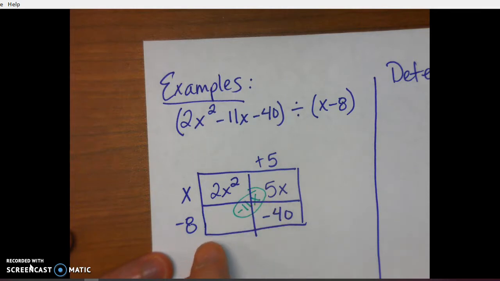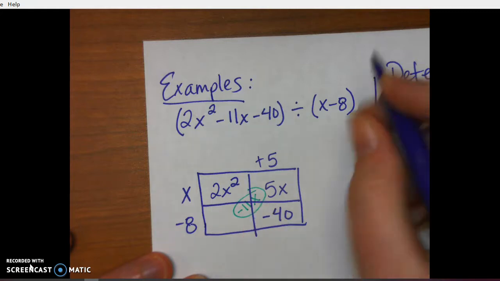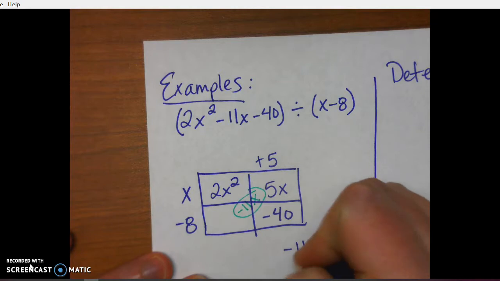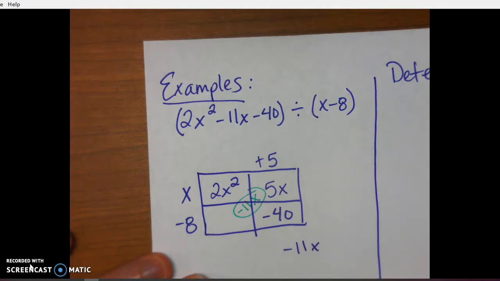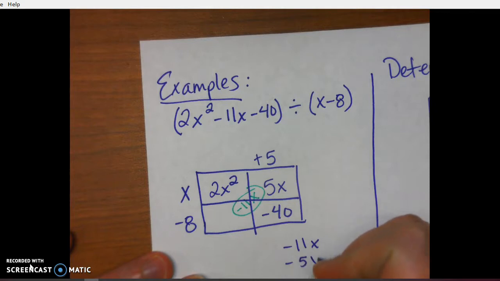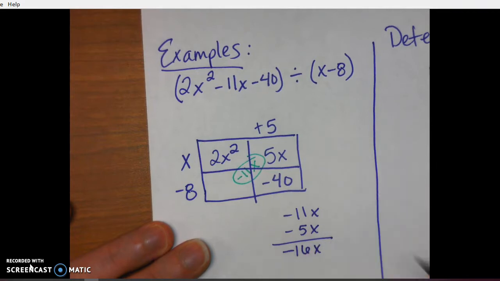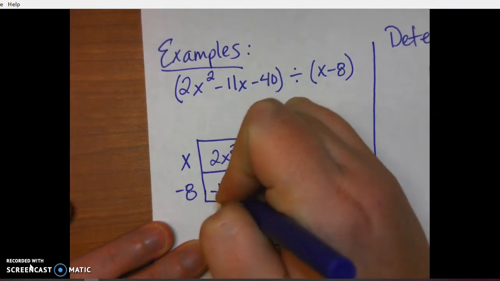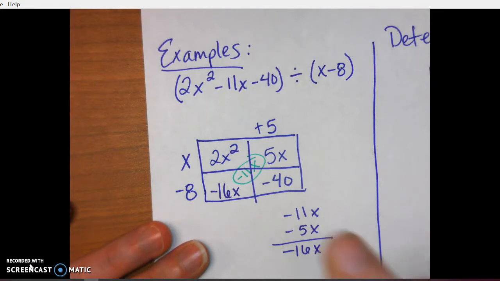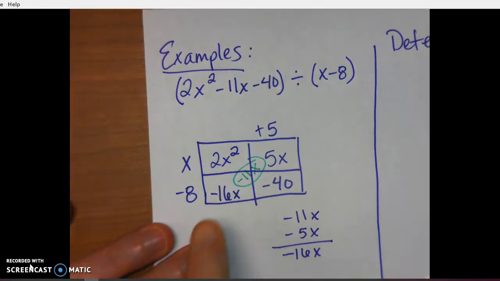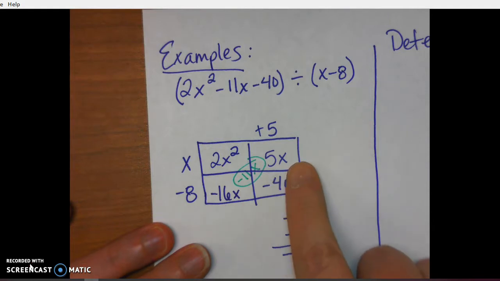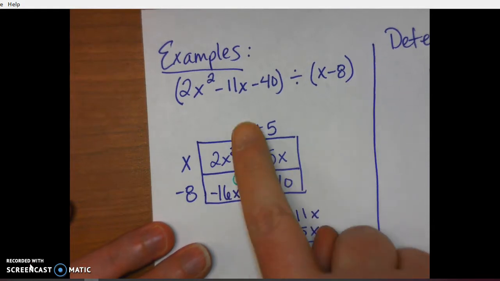Okay. So I know that to get from negative 11x, and if this is 5x, I have to subtract 5x, and I get, off the page, negative 16x. We'll check that in just a minute to see if we're right. But when I combine them, negative 16x plus positive 5x does give me negative 11x.